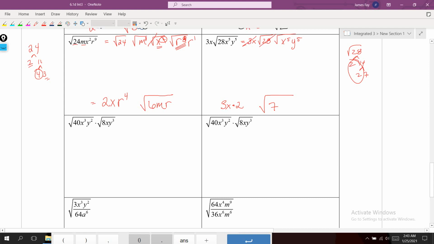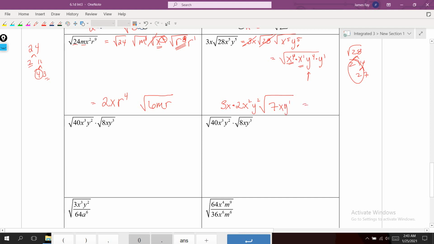X to the fifth. Remember, we write that as x to the fourth times x to the first. And then y to the fifth will be y to the fourth times y to the first. So take half of that 4. This gives me x squared. X to the first stays underneath. Take half of that 4 because it's even, so y squared. And then this y to the first stays underneath.